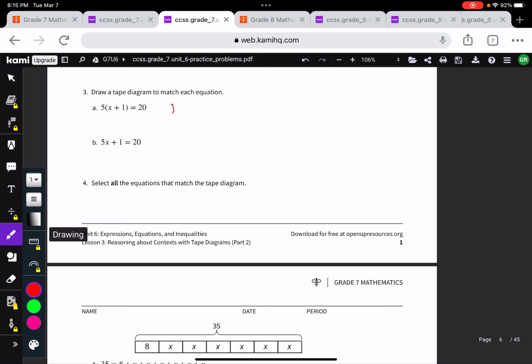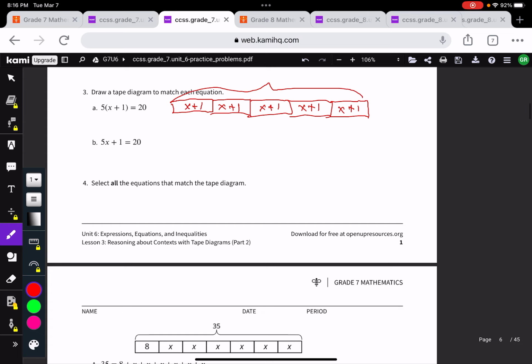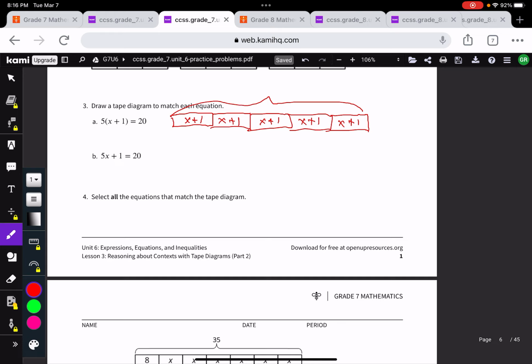This is essentially like saying x plus 1, I've got 5 of them. One, two, three, 4, 5. And all of those, I'll write it up top so I have extra room, is equal to 20.